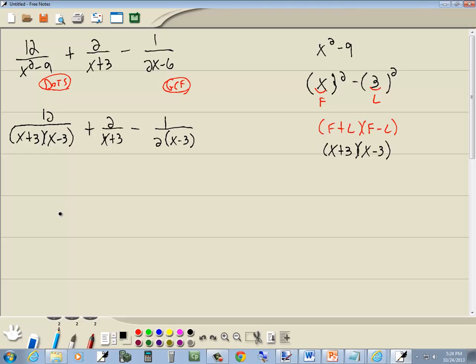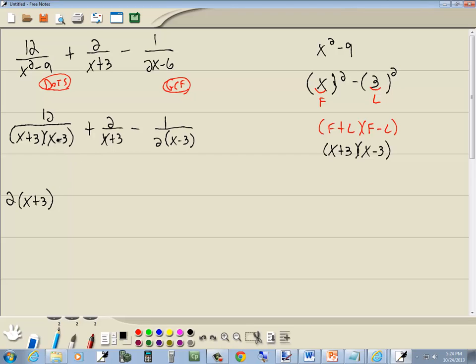Next step, figure out what your least common denominator is, your LCD, and rewrite each fraction with that new denominator. I'll start with the number first, the 2. I'm looking for the greatest number of 2's in any single denominator. There's none here, there's 1 here. So the greatest number of 2's is 1. I go to my first factor, the x plus 3, and I'm looking for the greatest number of x plus 3's in any single denominator. There's 1 here, none here, so the greatest number of x plus 3's is 1.